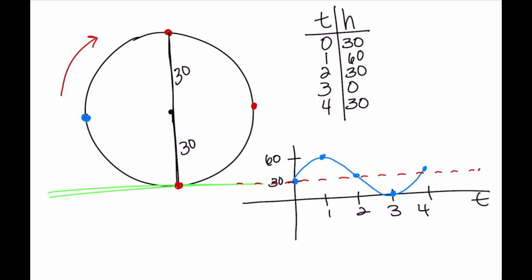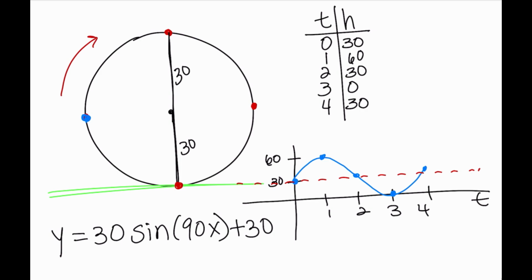This graph, you can tell, is a sine graph, and it's going to be positive because it goes up and then it goes down. So I have y is equal to positive 30. Remember, 30 is the amplitude. Sine of, it's still occurring every 4 seconds. So b, it's still going to be 90. That has not changed. And then the principal axis here is going to be 30.